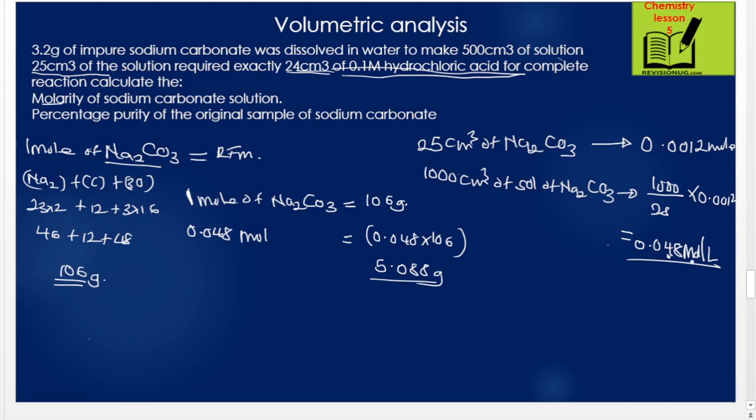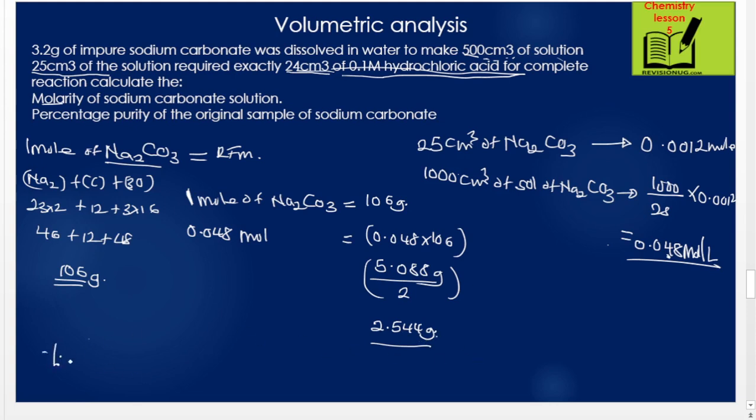Now when you look at this one, these are the grams that are within here. But again, this is for 1000 cubic centimeters, because we said per liter, but this impurity was dissolved in 500 mils. So we are going to divide this one by 2 because it was dissolved in half a liter. If we divide that by 2, we get 2.544 grams. So out of the 3.2 grams, the pure sodium carbonate was 2.544. So this is the pure.